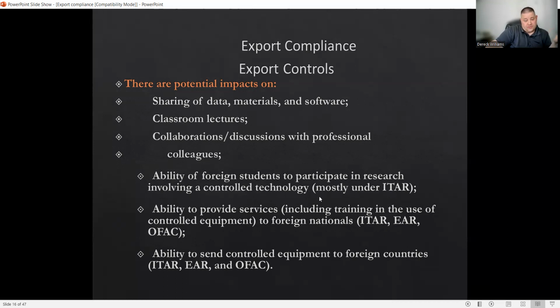So, there are a lot of schools and universities out there working on military stuff as a form of education. So you have to have those controls. Ability to provide services, including training on the use of controlled equipment to foreign nationals, ITAR, EAR, or OFAC can be applicable there. And the ability to send controlled equipment to foreign countries, ITAR, EAR, and OFAC are potentially impacted there.